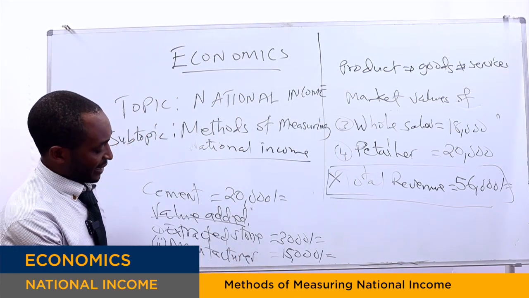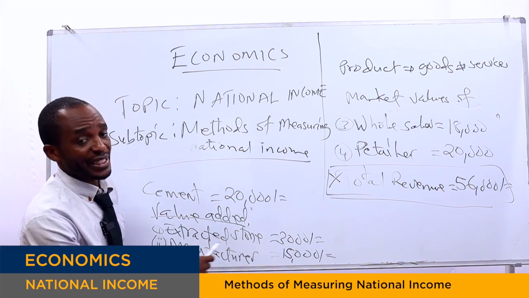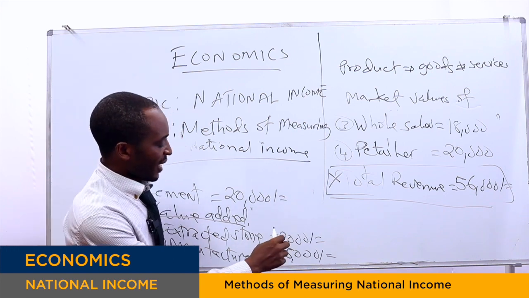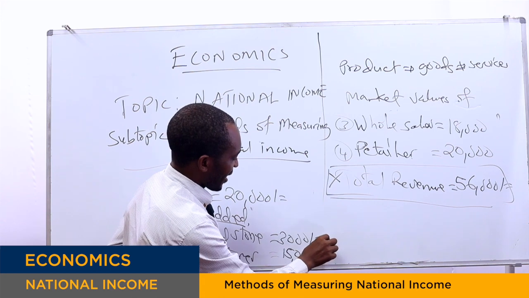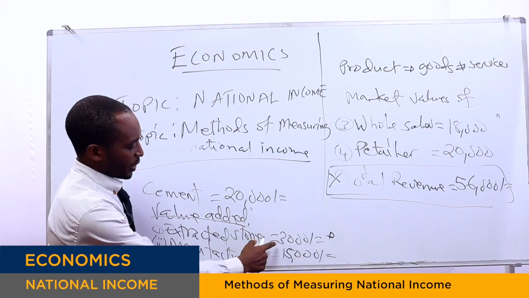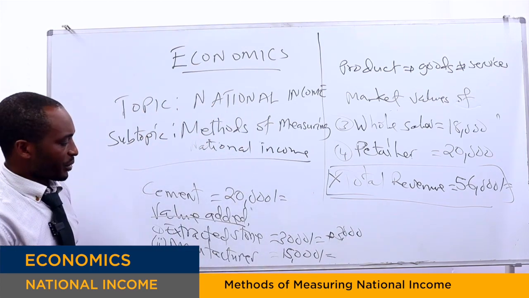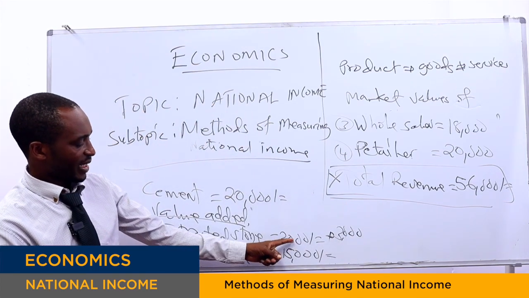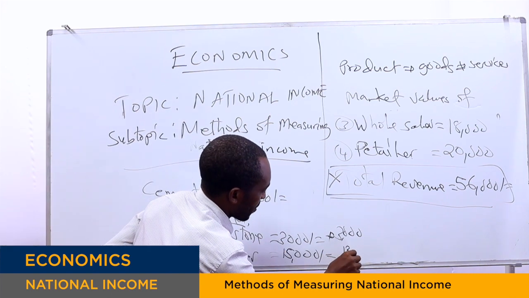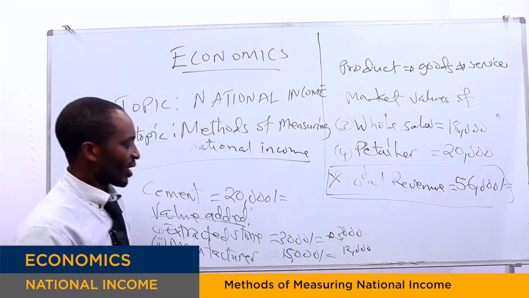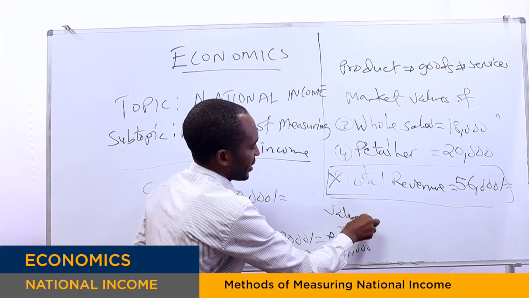I said we need to use the value added approach. Now, value added means you take the value which is increased in each stage of production. At stage one, the value added is 3,000. At stage two, you see what is increased from stage one to stage two, which will be 12,000. So this is the value added in each stage.